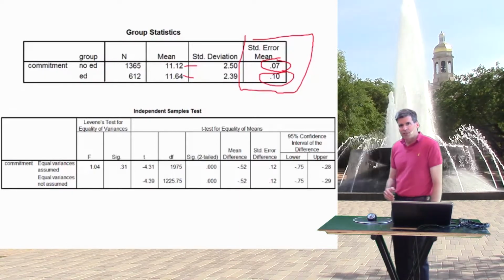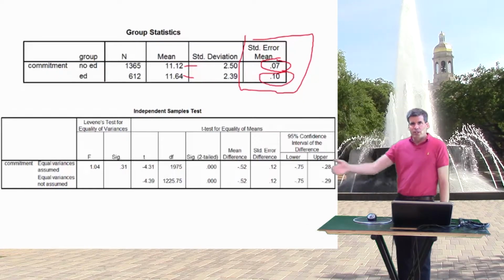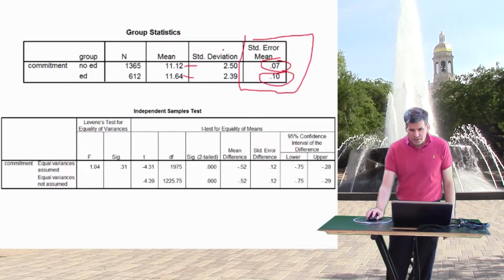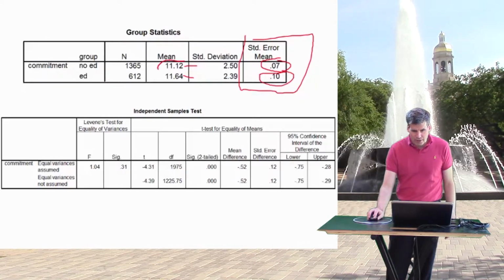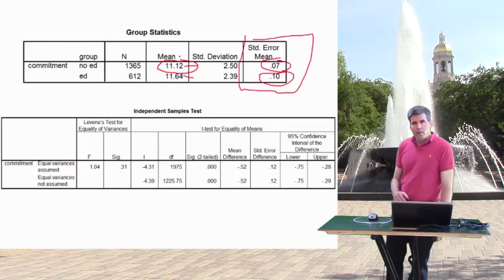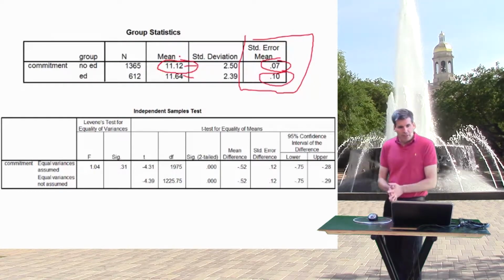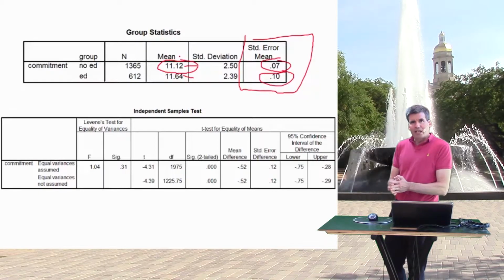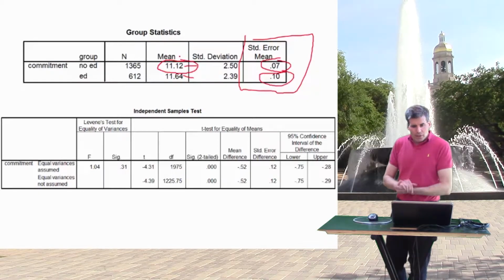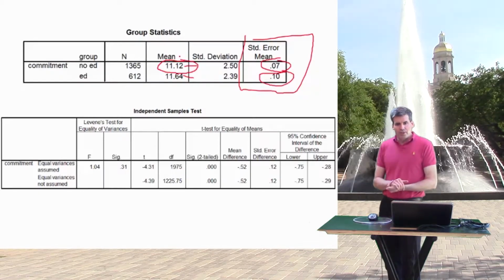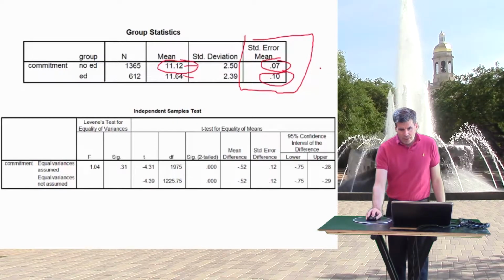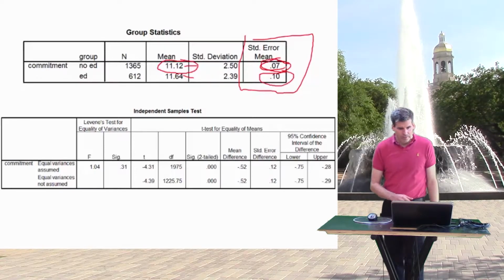Recall, those standard errors of a mean tell you, if you do the study over and over again, how much does this mean vary? So for example, we got the no education group, 11.12. How much is that likely to deviate from the true population parameter if we do our study over and over again? And on average, we will deviate 0.07 units from the true population parameter.